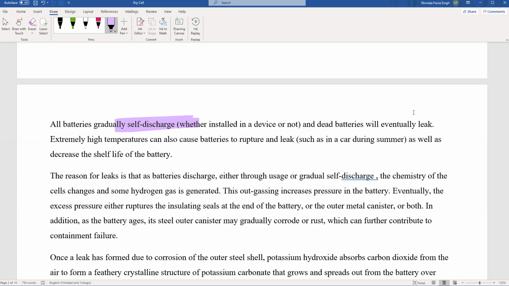Anytime your battery has started to swell, that means it's producing too much hydrogen gas and it's going to rupture eventually. Reading again: eventually, the excess pressure ruptures the insulating seals at the end of the batteries. That's why the top of the battery usually starts to leak, or the bottom, or the outer canister, or both. In addition, as the battery ages, its steel outer canister may gradually corrode or rust, which can further contribute to the containment failure. I am sure you all have encountered a rusty battery. Anybody ever encountered a rusty battery?